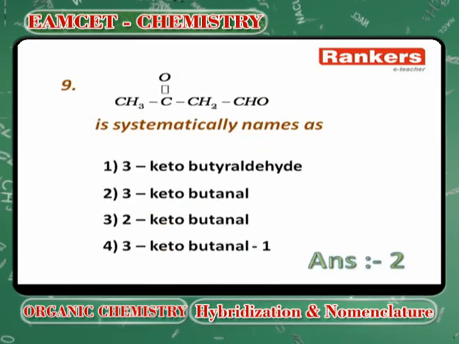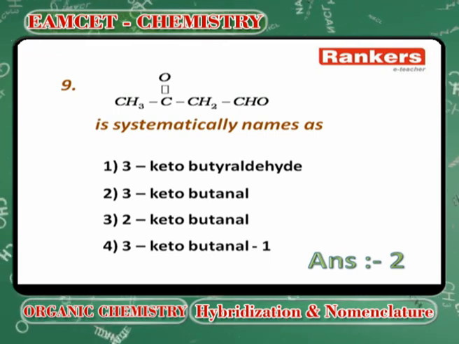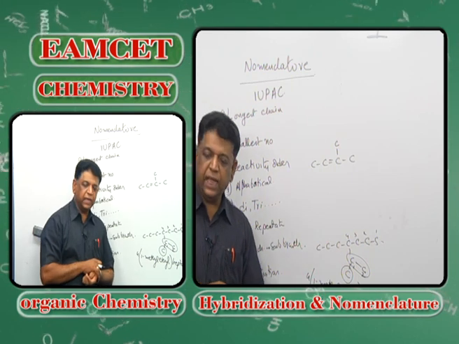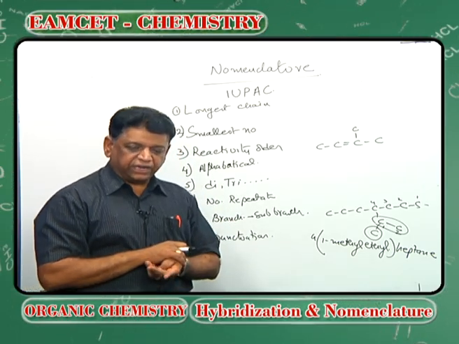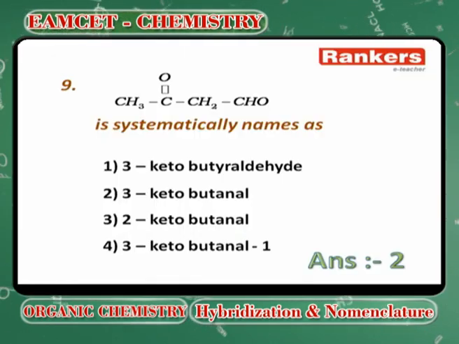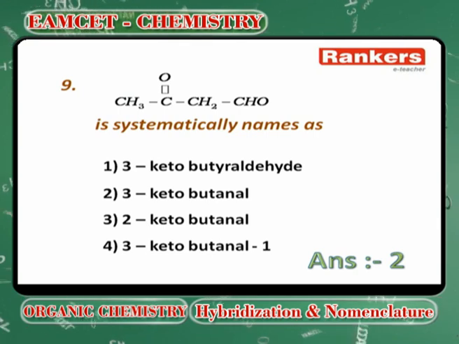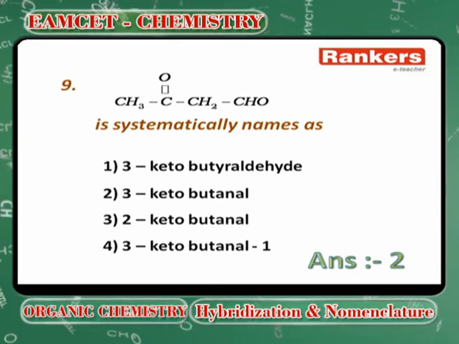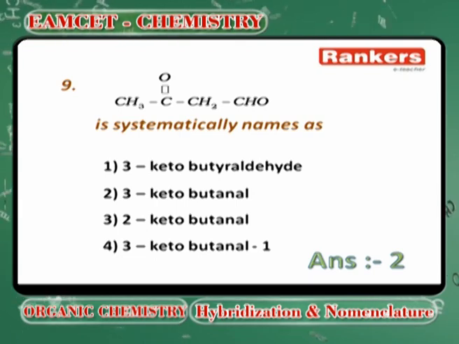It is a keto and aldehyde, two functional groups. Whenever two functional groups are there, we have to follow the reactivity order. The question can be reframed: which of the groups is more reactive? In fact, aldehydes are more reactive than ketones. Therefore, the ketone is prefixed as 3-keto, and the aldehyde is coded as -al, that is 3-ketobutanal. Answer 2 is right.